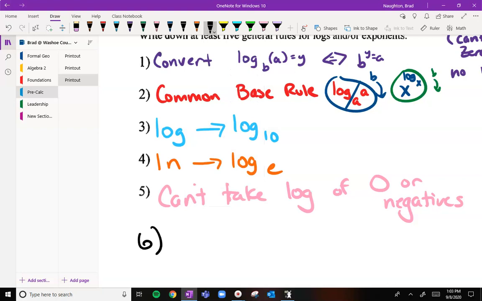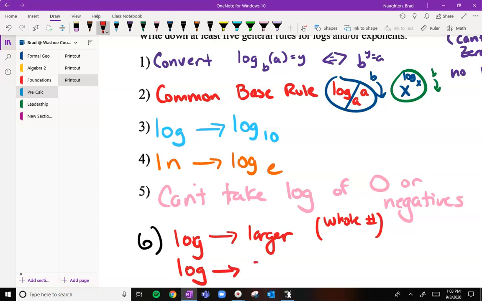All right, number 6. The other thing I wanted to say is if your log is getting larger, then you're thinking whole number. If your log is going to get smaller, I want you to think of negatives or fractions.